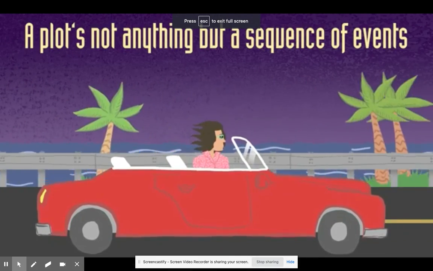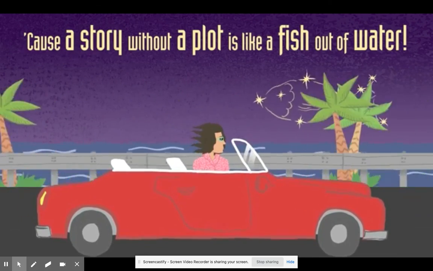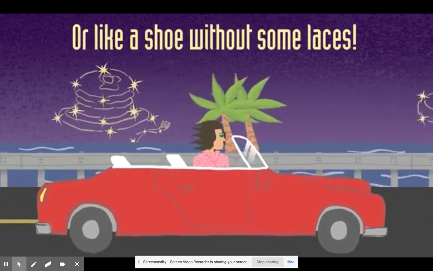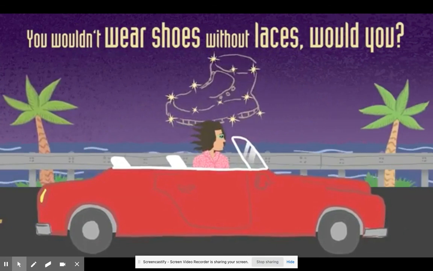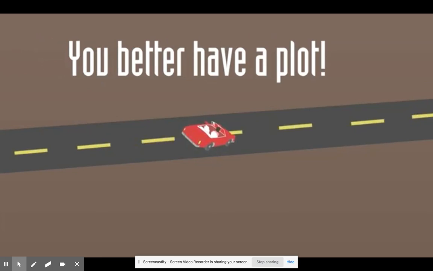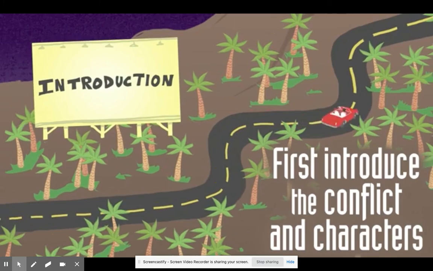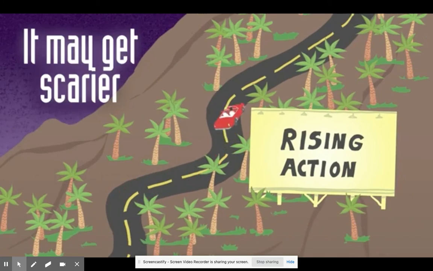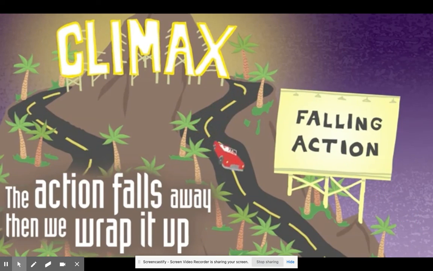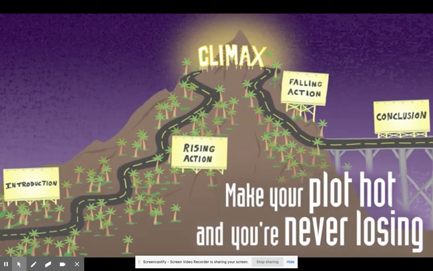A plot's not anything but a sequence of events. And every story has a plot, because a story without a plot is like a fish out of water. Or like pancakes without syrup. Or like a shoe without some laces. You wouldn't wear shoes without laces, would you? You got a story to tell, you better have a plot. If it doesn't, am I listening? No, I'm not. First, introduce the conflict and characters, then the action rises. It may get scarier, the climax is when things go nuts. The action falls away, then we wrap it up. Yup, that's the conclusion. Make your plot hot, and you never losing.